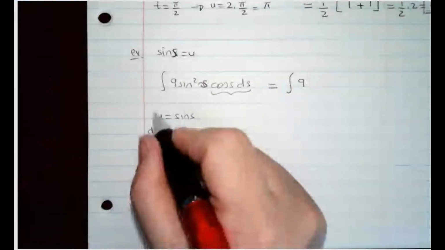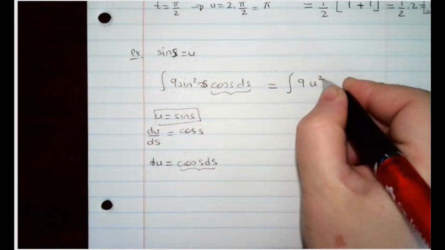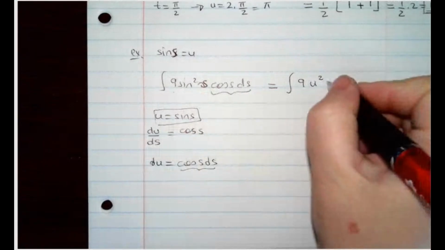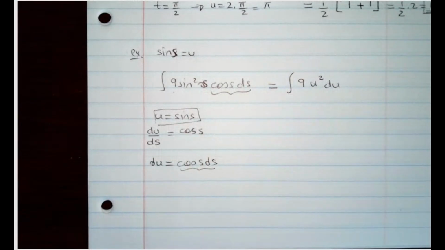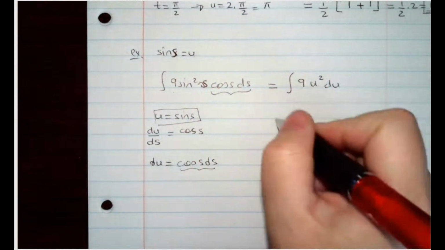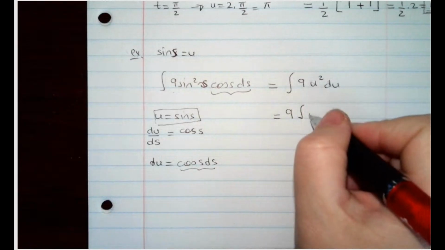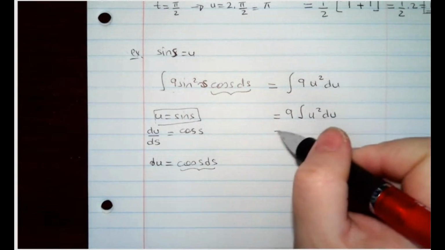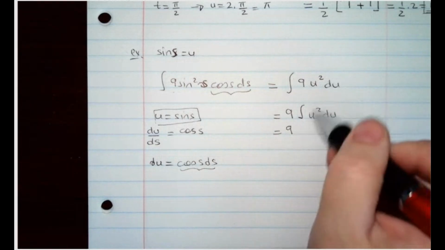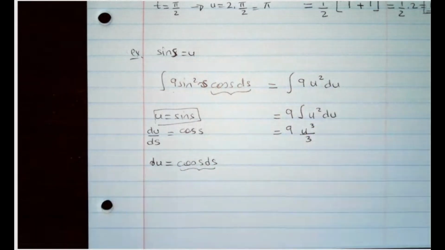So this integral can be written as 9 times, this is sine s squared, which is u squared. We can substitute with u. Then cosine s ds can be replaced with du. So again, just take out the 9 from outside the integral, u squared du. And this is just the power rule, this is going to be u cubed over 3.